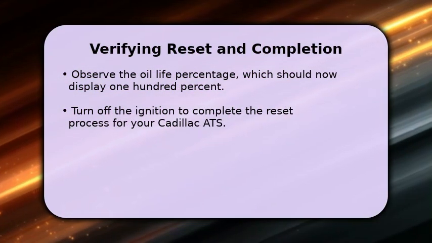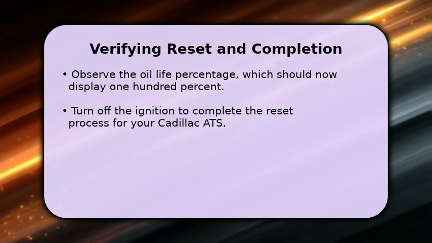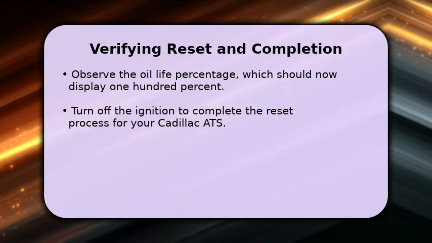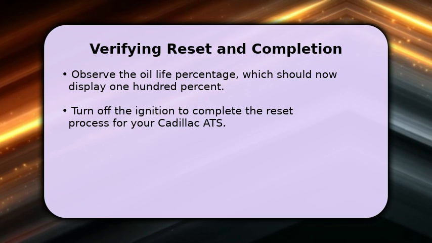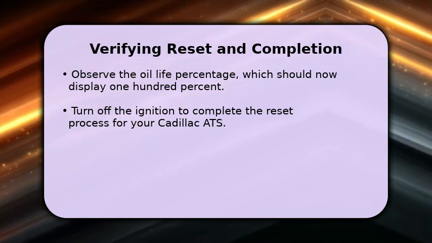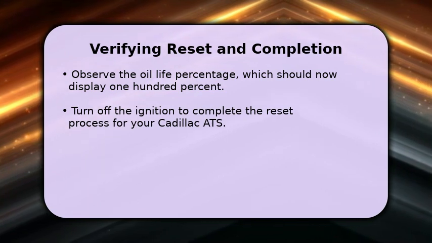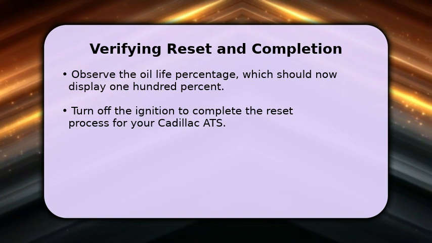Great job! After confirming the reset, your oil life percentage should immediately jump to 100%, indicating a successful reset. This confirms that your vehicle's system is now updated. You can then turn off your Cadillac ATS ignition. This easy method ensures your vehicle accurately tracks its next oil change interval, keeping your maintenance on schedule.